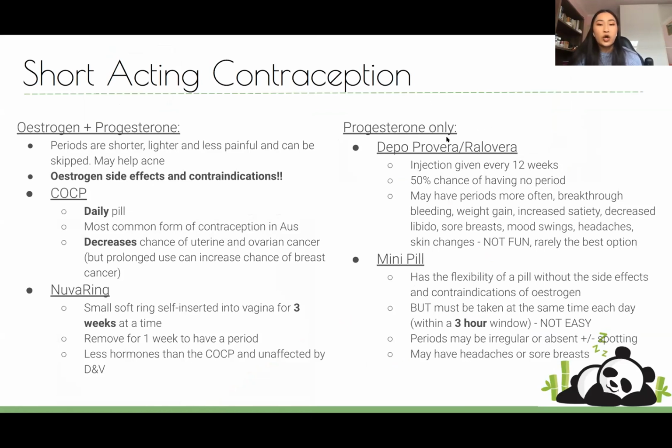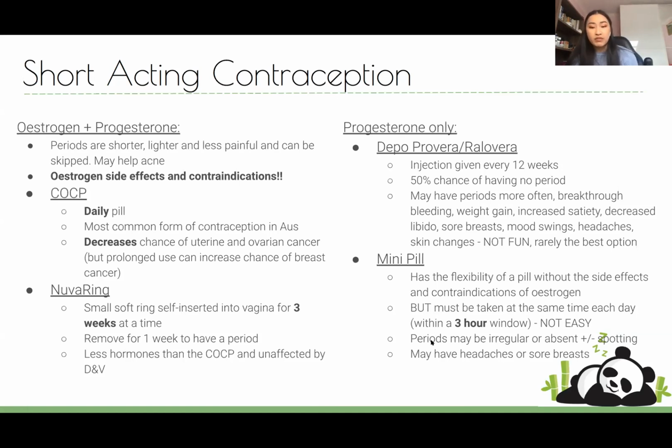The progesterone only methods, you can have, again, a pill, and the alternative to the pill is an injection. So the pill here, the mini pill, it's preferred over the combined oral contraceptive pill only if someone has contraindications to estrogen. Otherwise, in all other aspects, it's inferior to the combined oral contraceptive pill, and you have much less flexibility with this. It has to be taken at the same time each day within a 3-hour window, whereas with the combined oral contraceptive pill, you have a little bit more leeway.